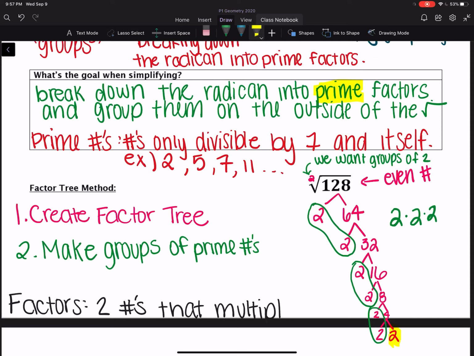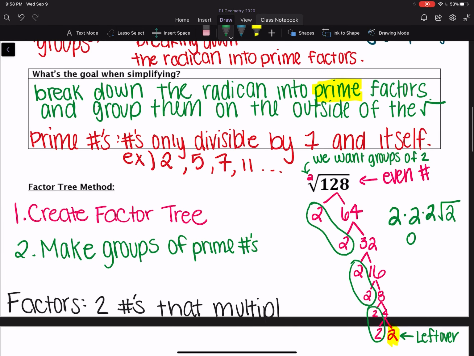So when we have anything that's left over, we're going to put that back into the radical here. Okay, I can go ahead and simplify my groups on the outside. So 2 times 2 times 2 gives me 8, and I'll bring down my radical. So my final answer on this problem is going to be 8 square root of 2 to simplify.